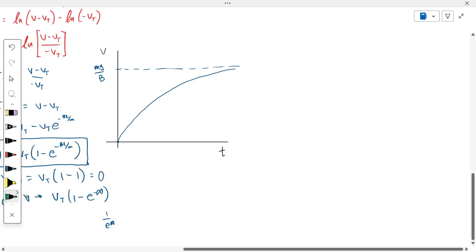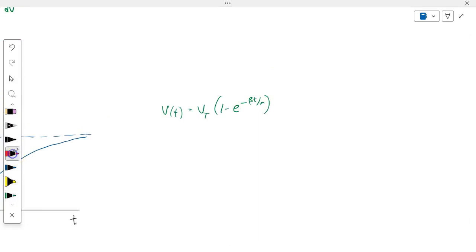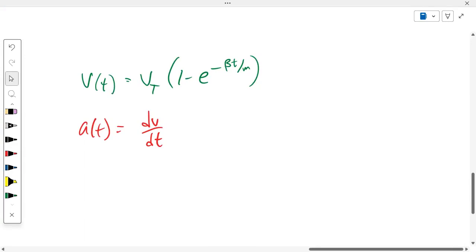What's certainly worth doing, I bet, is to say, okay, well, if that's the velocity function, right? We have v as a function of t is v terminal times 1 minus e to the negative bt over m. Well, what's this thing's acceleration as a function of time? Well, it's the instantaneous rate of change of that velocity function. So let's differentiate this function. Okay, well, what do we get?